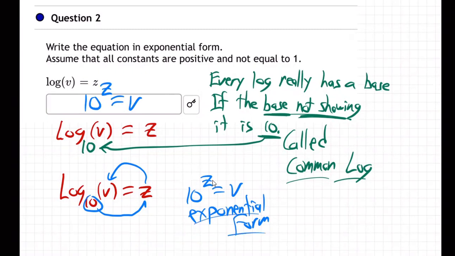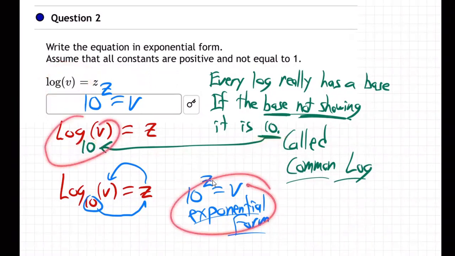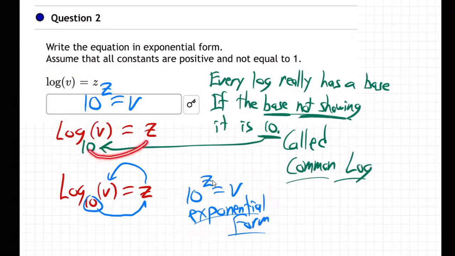So run this over one more time. The original log had no base, but that means the base is 10. It's called the common log. If they don't show the base, it's really there, it's 10. And then to change from log form to exponential form, the trick is we grab the base and we do this little swoop. When you do this little swoop, you change to exponential form and you have lost the log. You change the form. There we go.